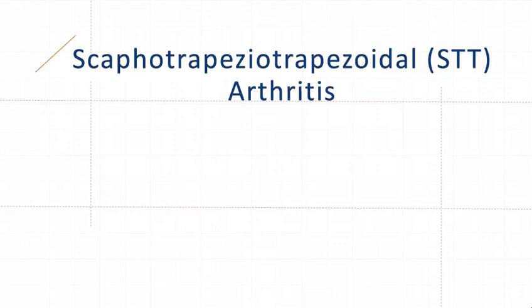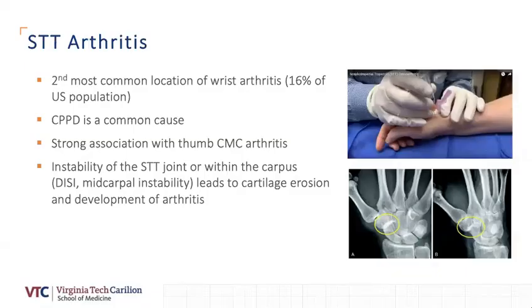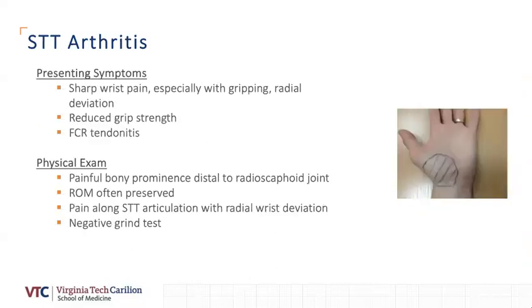scaphotrapeziotrapezoid or STT arthritis. STT arthritis is the second most common location of wrist arthritis, affecting about 16% of the US population. It can be seen in association with pseudogout or thumb CMC arthritis. And you get instability of the STT joint or within the carpus. It can result from DISI or midcarpal instability, and this leads to cartilage erosion and development of arthritis.